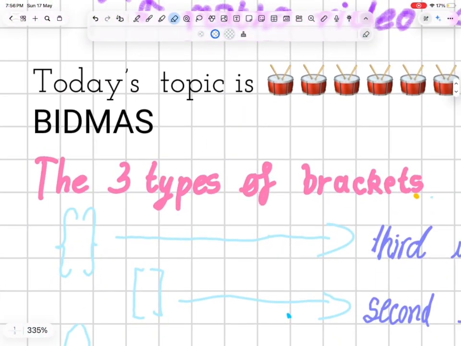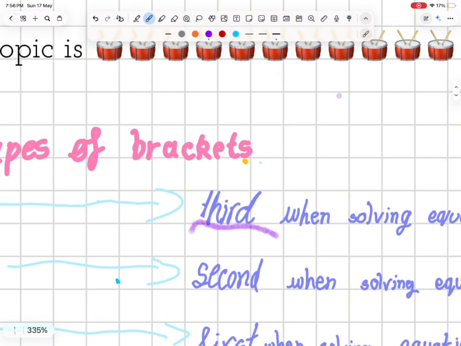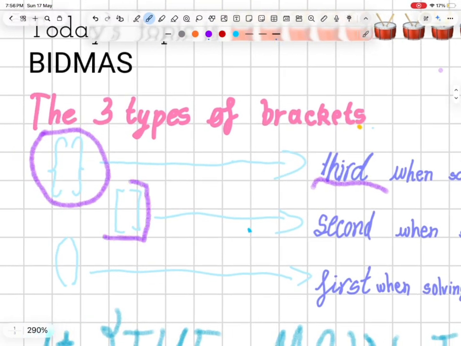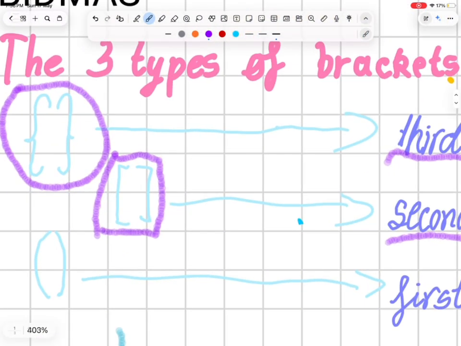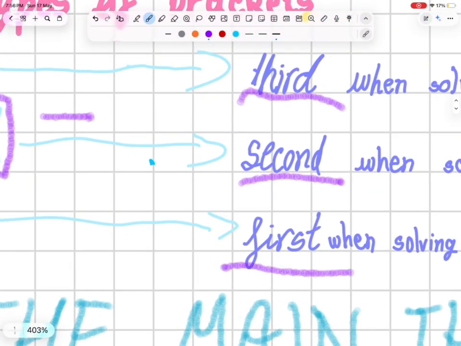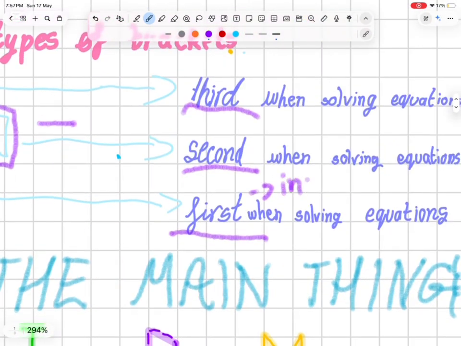Now let's move on to the three types of brackets. The fancy curly ones are always third when solving an equation. The square ones are always second. And now we have our original brackets that you'd see basically every day, which are always first when solving an equation. This means that they are the innermost brackets in an equation.